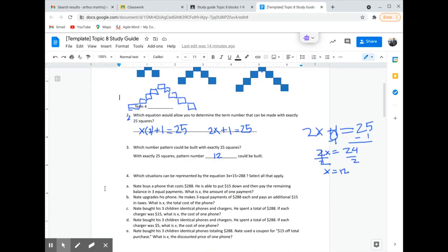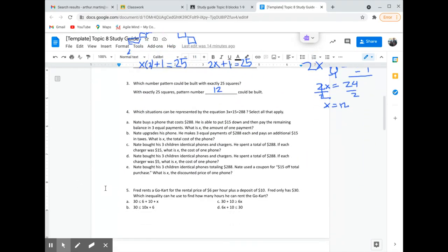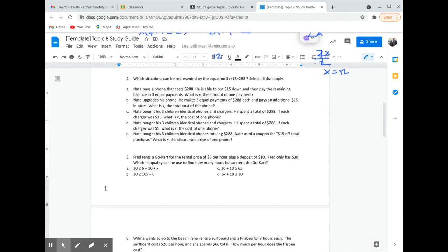All right. Well, let's take a look at number 4. Eli, read number 4 and answer it for us, please. Which situations can be represented by the equation 3x plus 15 equals 288? Select all that apply. All right. What you thinking?